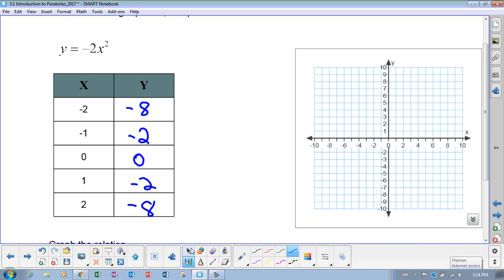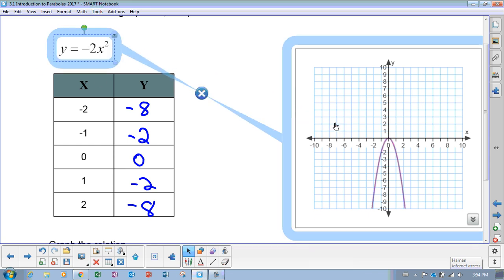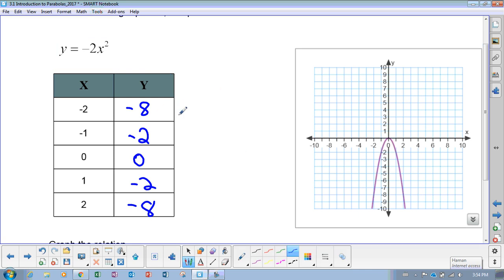So when I graph this equation, you'll notice something different. It is going in the opposite direction. So this is pointing downwards. Okay? And if you want, you can check to make sure that the points are on the parabola that we've graphed there. So now, just like the other example, I'm going to calculate the first differences.